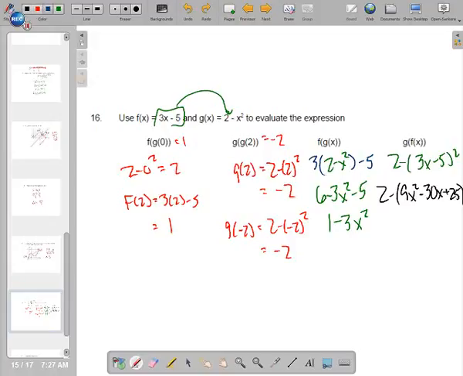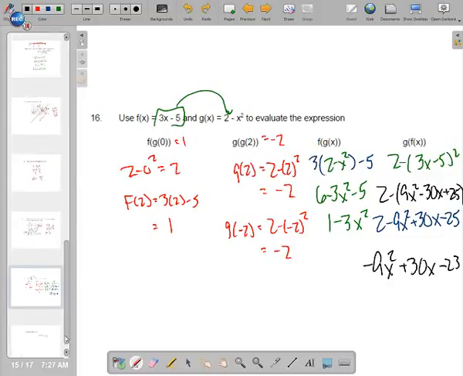I'm running out of space, but I'm going to make it. So 2 minus (9x squared minus 30x plus 25). When you expand this, you have to make sure that you subtract the quantity. So I have this whole thing expanded, but I need to distribute the negative. And now I'm going to combine like terms: 2 minus 25 is negative 23. So now I have g of f of x: negative 9x squared plus 30x minus 23. So that one took a little bit.